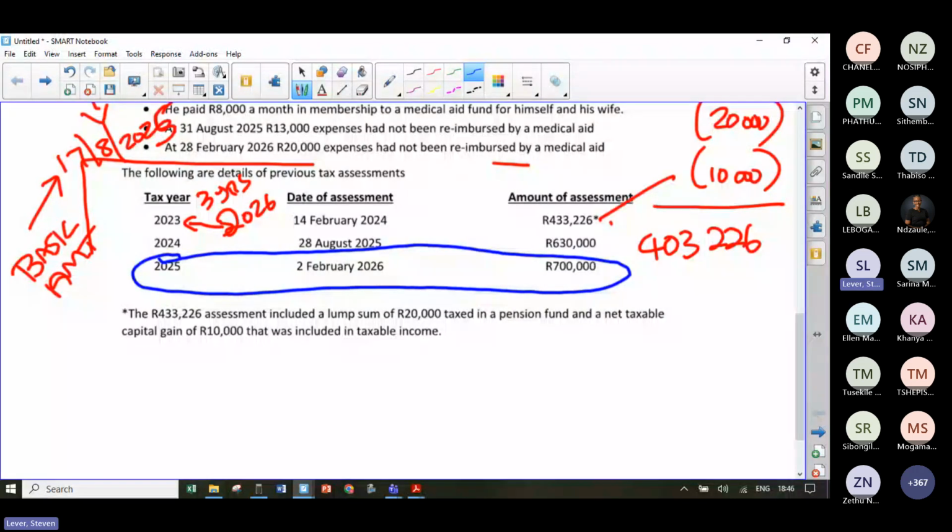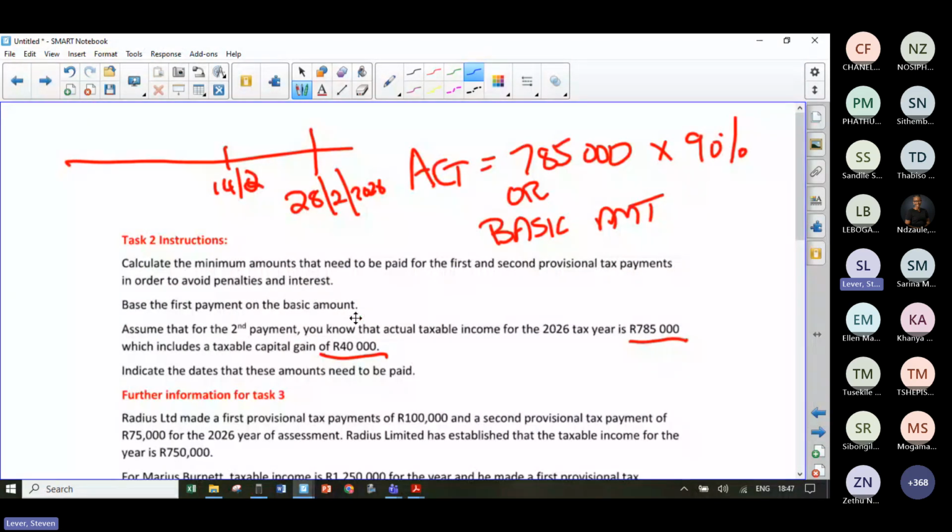So what is going to happen? 700,000 is my new basic amount. Is it more than 18 months before? No, because this was for 2025. We're doing for 2026. It's only 12 months. And because it's not more than 18 months, we can just use the 700,000 as the basic amount. So what's going to happen, guys? We can either use actual times 90% or the basic amount of 700,000.